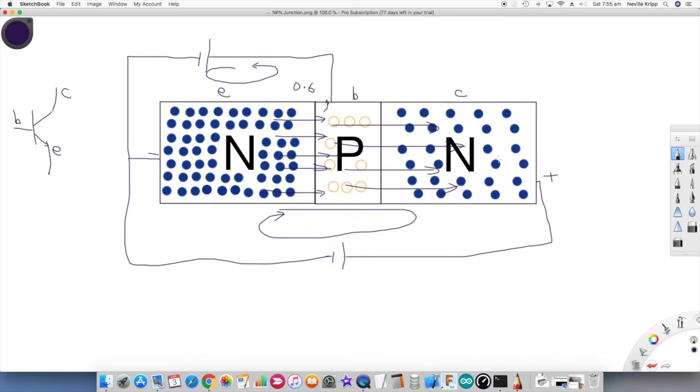We get current amplification with a small base current producing a large emitter collector current flow, and the actual ratio of those currents is the beta of the transistor, or the gain of the transistor. So that's how a bipolar transistor works.